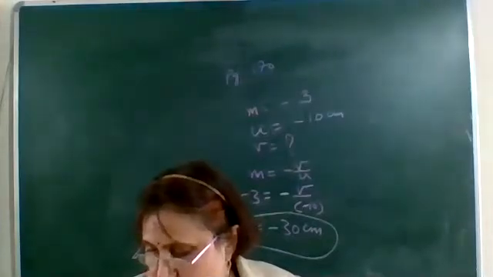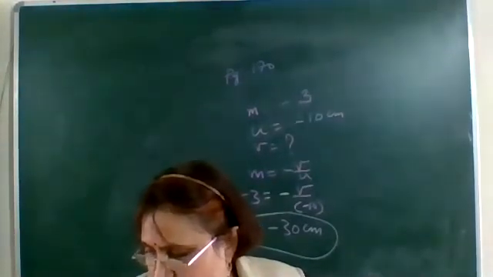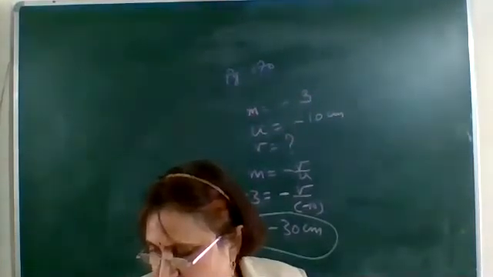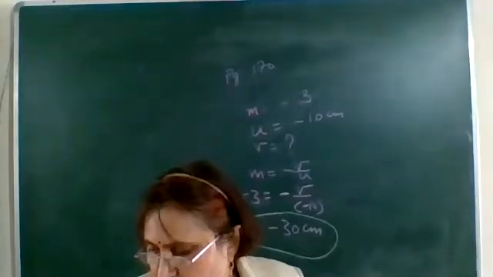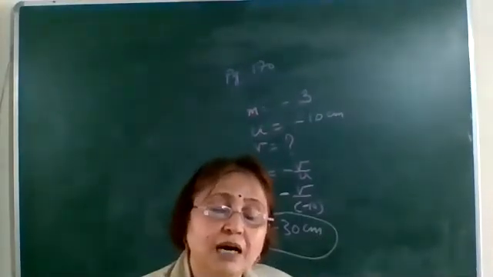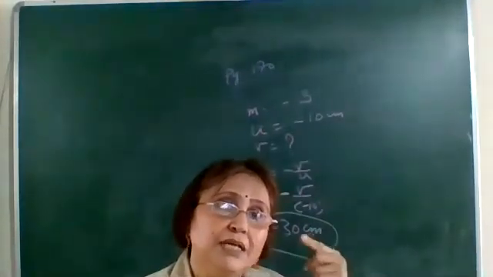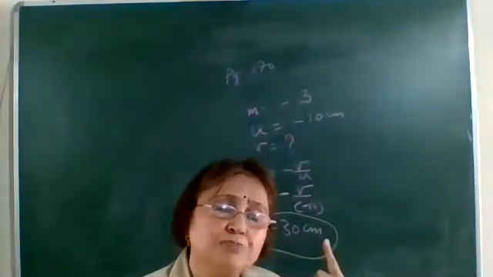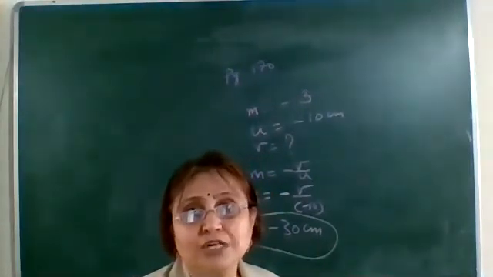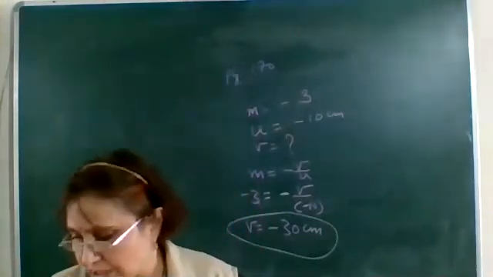Okay, then question number 7. We wish to obtain an erect image of the object using a concave mirror of focal length 15 centimeters. What should be the range of the distance of the object from the mirror? And what is the nature of the image? Here an erect image has to be formed by a concave mirror. So immediately it should come to your mind, what should be the object position? It should be between pole and principal focus.